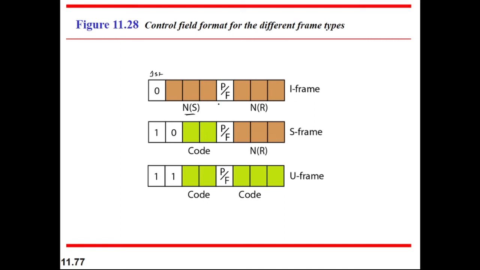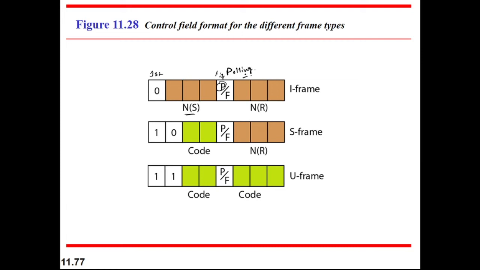P or F field is actually for dual purpose. This is a single bit, and it is used for two purposes. When the bit is 1, there can be two fields. So this field is P for polling. Polling means what? Here the term polling.